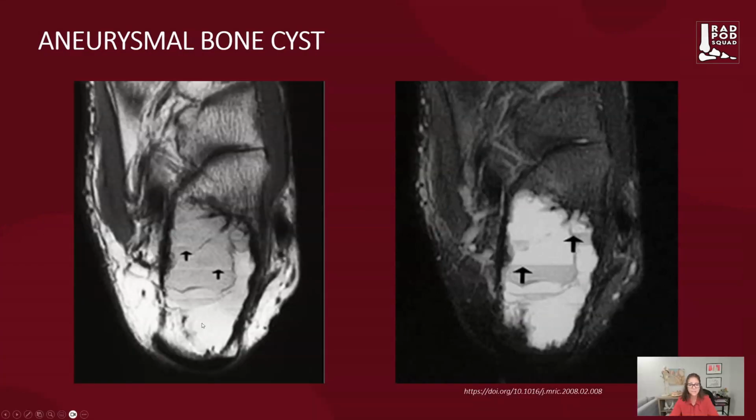And more examples of fluid levels from our literature. We can see that we can't really appreciate them as well on T1, but when we go to the fluid sensitive sequence, we can understand these layering regions represent fluid levels in an aneurysmal bone cyst. And our job is to get the patient to the orthopedic oncologist to understand, is there a second lesion underneath this?